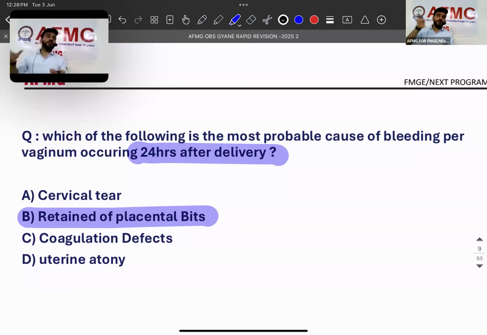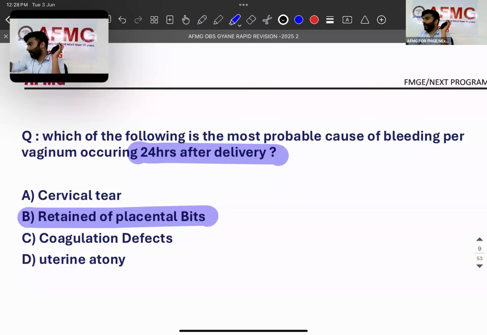Now, in order to prevent these complications, we have AMTSL. What is AMTSL? Active management of third stage. Now, sir, this stage was so important. That's why we have which stage of labor management? Third stage of labor management. Yes or no? Now, how many steps we have?